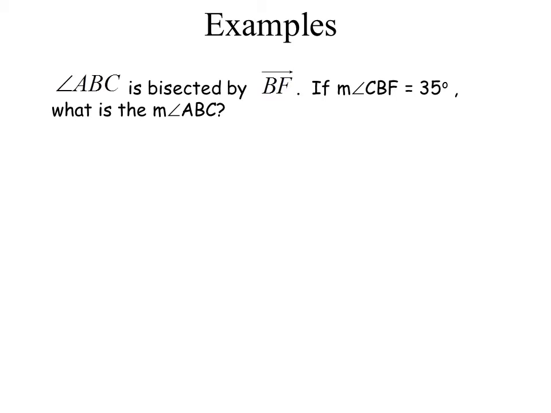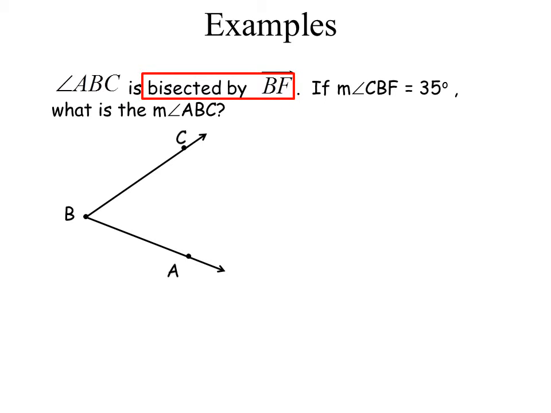Here's another example. Angle ABC is bisected by ray BF. Well, now they don't give us a diagram, so it's up to us to draw a diagram. So let's start by drawing angle ABC. If you remember, B has to be the vertex because it's the middle letter. It doesn't really matter where I put A and C, however. I could just as easily have switched them and my diagram would have been absolutely correct. It says that it's bisected by ray BF. So we're going to draw in ray BF in the middle of the angle because that's what it means when it says it is bisected.